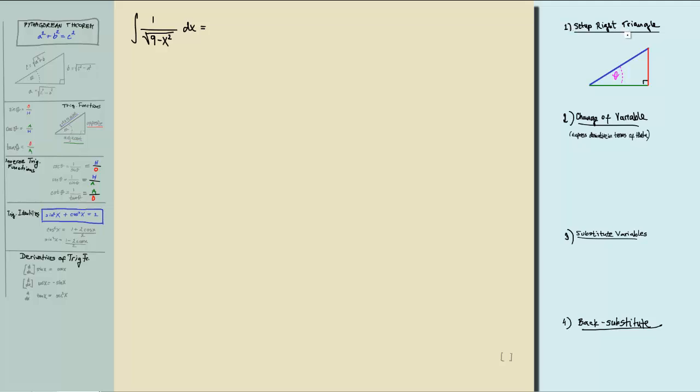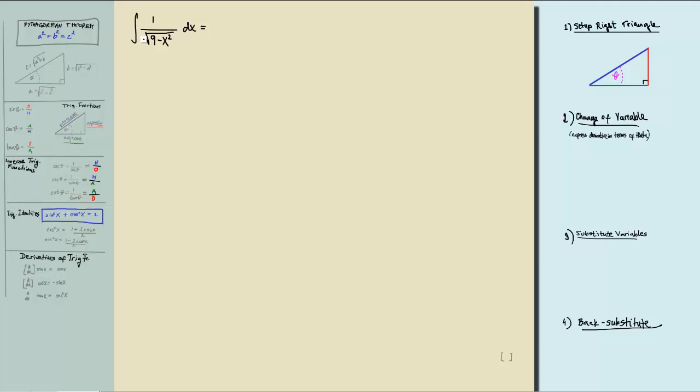First, we set up our right triangle, change variables in terms of theta, in terms of angle. Then we substitute variables. We express everything in terms of theta, in this case, it will be x, and then back substitute. So first of all, let's set up our triangle.